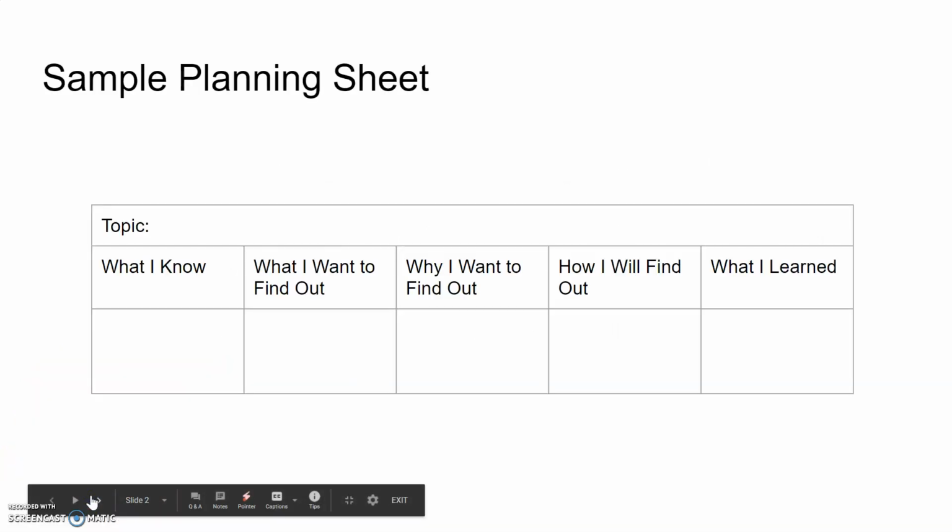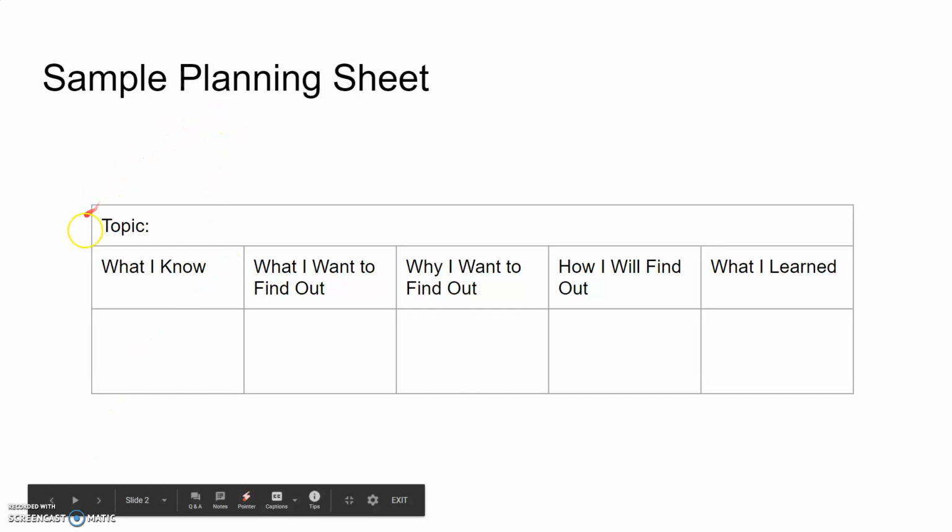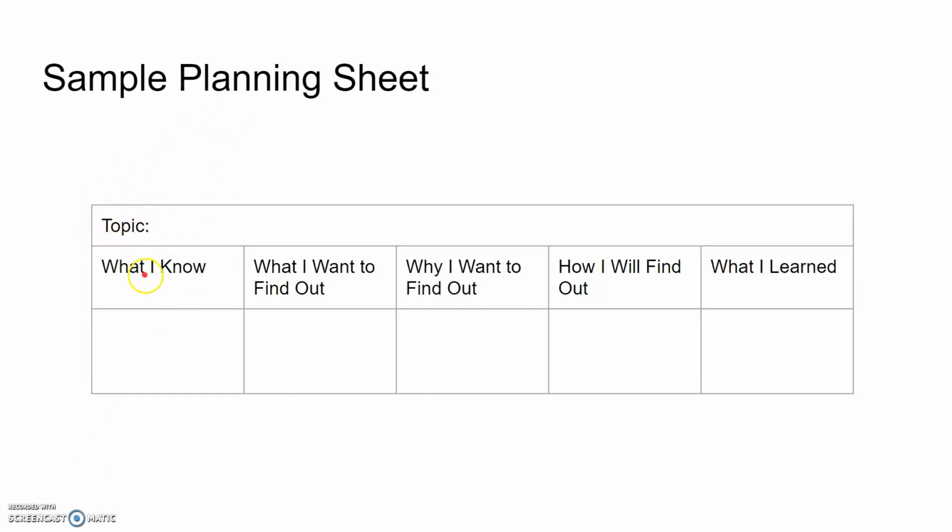The planning sheet, which is also found in our text, includes an area up here for the topic that you will be researching, and then 5 different categories where we will be writing information that we gather, so we have it all in one spot before we write our report.